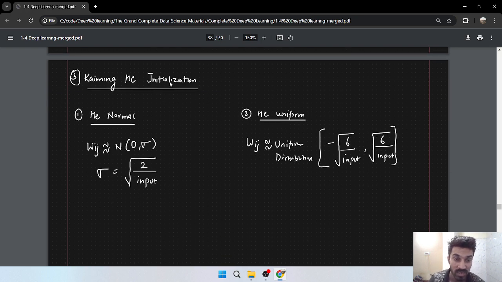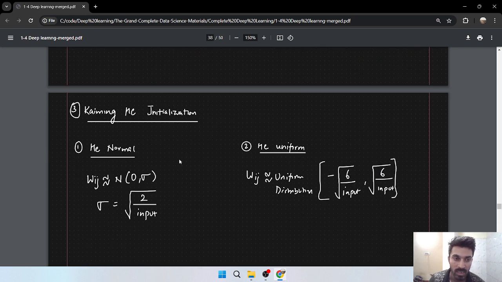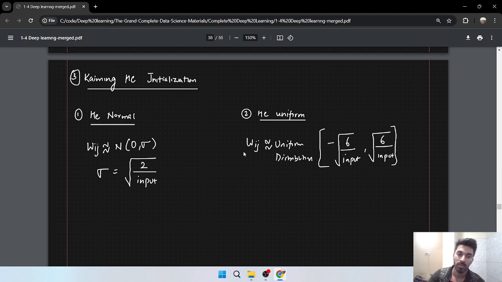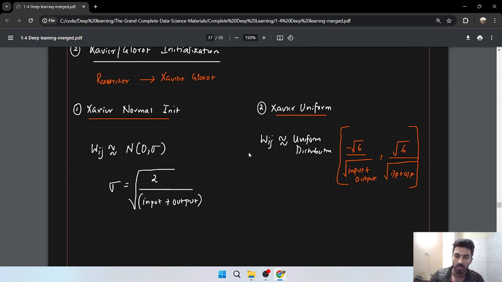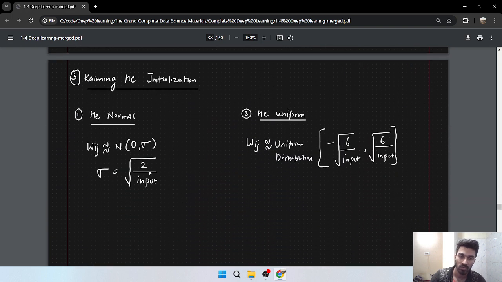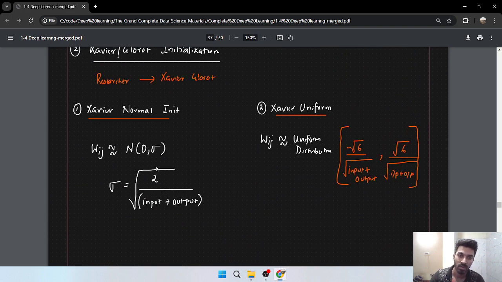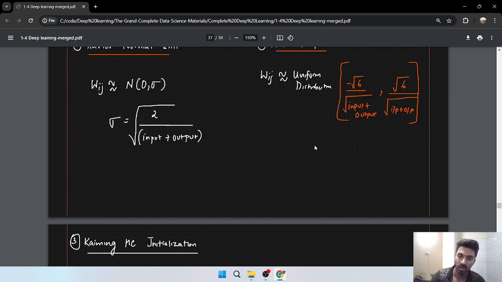Now Kaiming or He initialization, this is the best initialization technique. Most of the algorithms use this type of initialization. If you are using He normal, then it will be under root of 2 upon input. And if you are using a uniform distribution, then it will be minus under root of 6 upon input. The He initialization technique is what we will use most of the time. You have to remember this number, 6 or 2. In normal we will use a 2, but in uniform we will use a 6 basically.